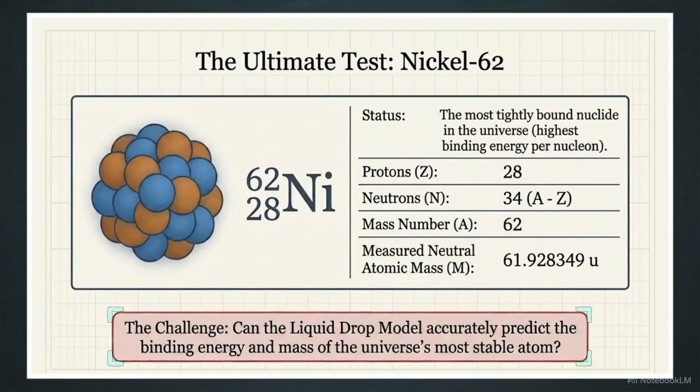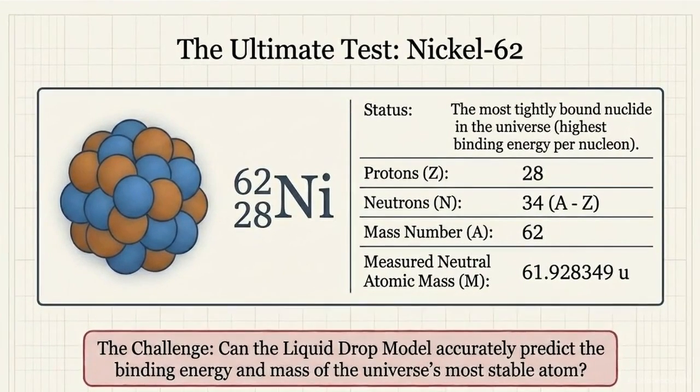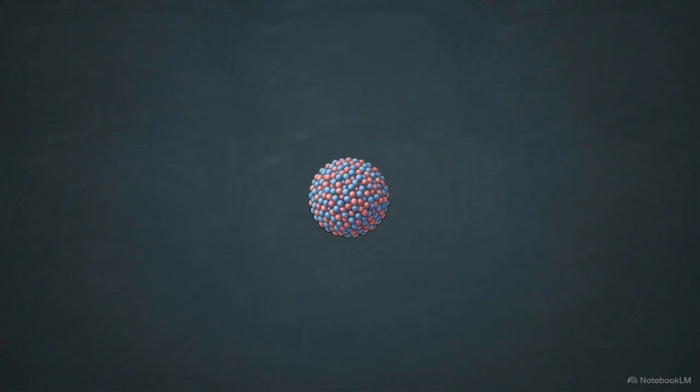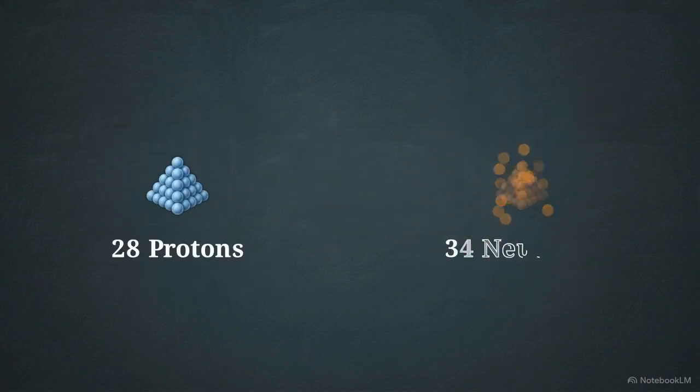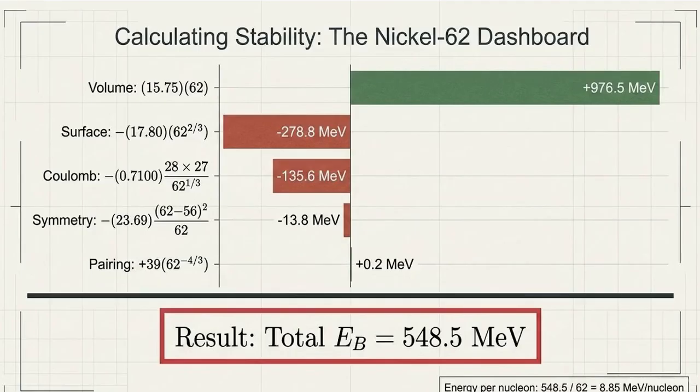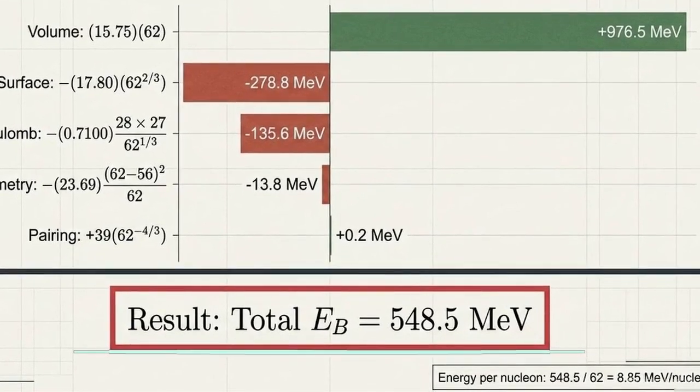Let's run an extreme stress test on this liquid drop metaphor. This is the data for nickel-62, widely known in astrophysics as the most tightly bound nuclide in the universe. To test the formula, we only need the raw counts from the nucleus, 28 protons and 34 neutrons. We plug these counts into our liquid properties. The dashboard calculates competing forces, pitting positive volume energy against negative surface, Coulomb, and symmetry deductions. Tallying the gains and losses, the formula spits out a final total binding energy of 548.5 mega-electronvolts.